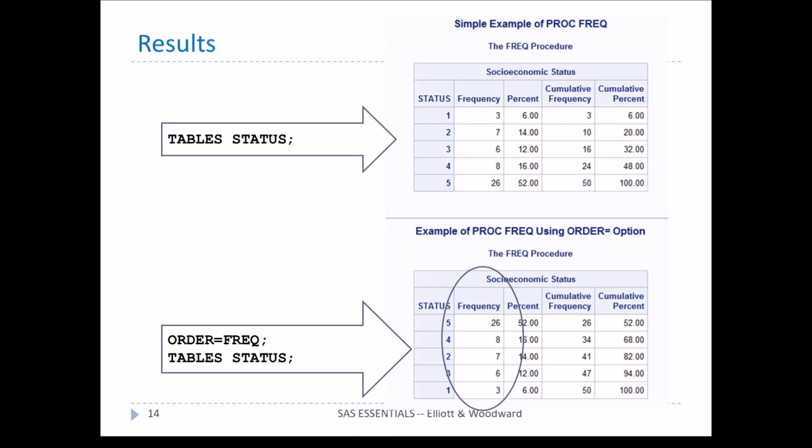So here are the results. The first time we say tables status, and it gives us the frequencies 3, 7, 6, 8, 26 of the five different status values. But then if we add the order equal freq before the table statement, it orders it in descending order of the frequency. So 26 becomes the first one, then 4, and then 2, and then 3, and then 1 in terms of the value of status.